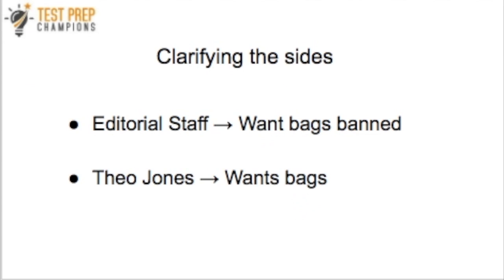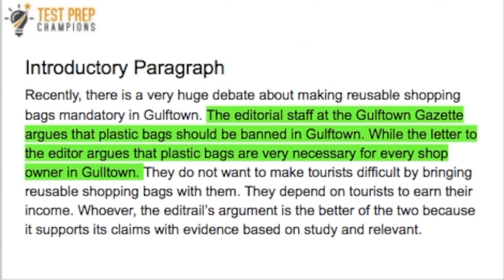So let's just clarify the 2 sides here because that's really important. You have the editorial staff. They want bags to be banned. And then you have Theo Jones. Theo Jones, it says, is the owner of a gift shop, and he's the one who wrote the letter to the editor. And he's the one who wants the bags banned. So you did a good job with your sentences here of telling me what the 2 different sides are.